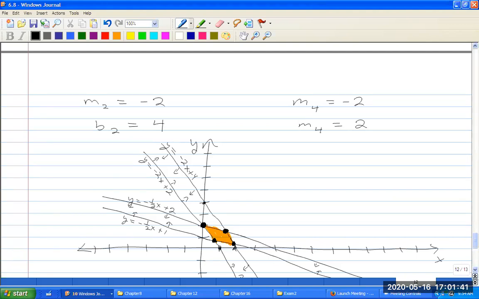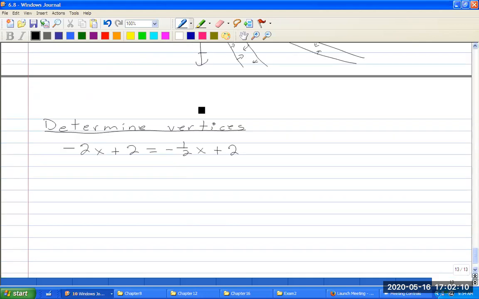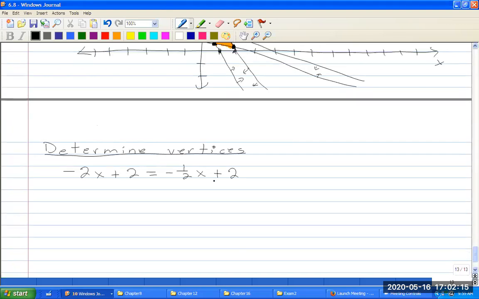Okay, so let's try to determine where these two intersect. Well, that's when these two lines are equal. And so let's try to determine when minus 2x plus 2 is equal to minus 1/2 x plus 2. So I'm just going to set those two equal to each other and see what happens. Well, we can actually see it's going to be at 0, 2. And so the 2's cancel.